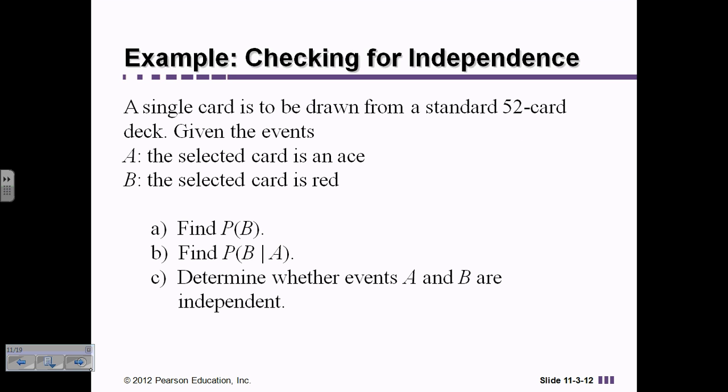And so we can look at an example here where we're trying to figure that out. So a single card is to be drawn from a standard 52 deck of cards. And we want to figure out whether this is an independent event or not. So the card selected is an ace, and the selected card is red. So aces, there are 4 aces in the deck. So the probability that it's an ace is 4 out of 52.